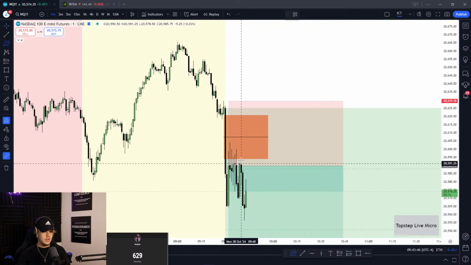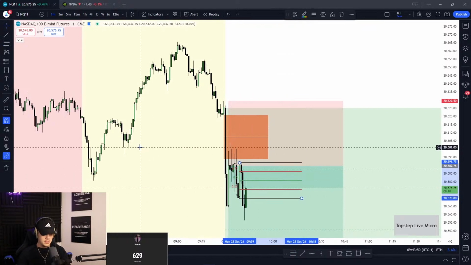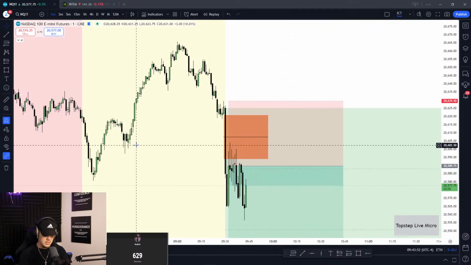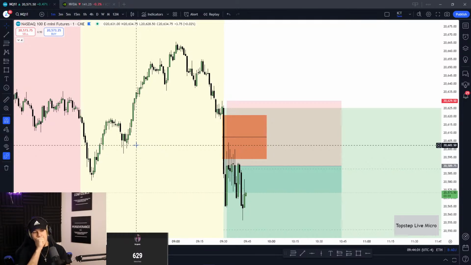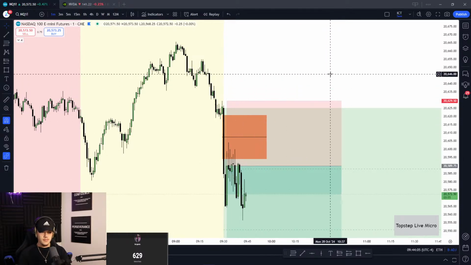Let's see what quadrant that tapped. So it just passed mean threshold, but didn't touch the upper quadrant, which is nice. Looks like the body's going to be respecting consequent encroachment of the Sibby. So I still think we can move lower.